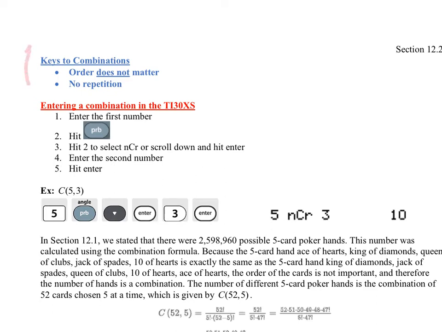Okay, so again, when are you going to use combinations? You're going to use combinations when order does not matter, like 3 students going to lunch rather than ranking top 3. And there's no repetition. How do you put it into your calculator?